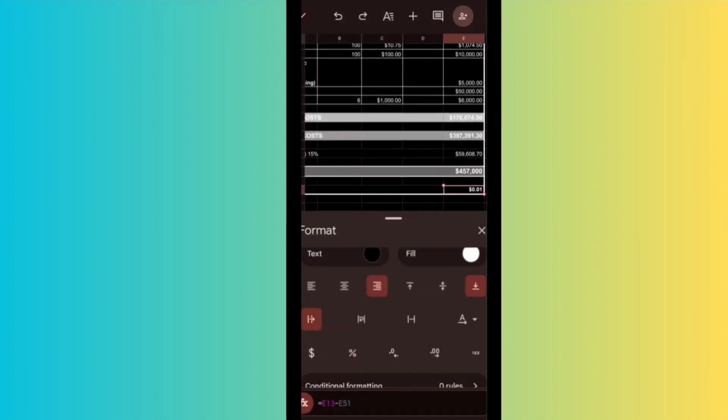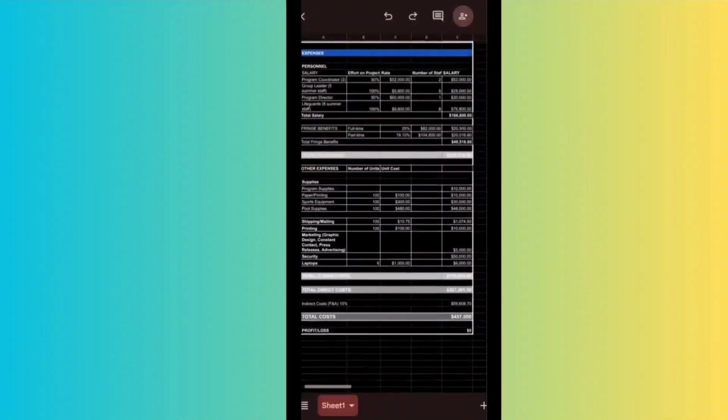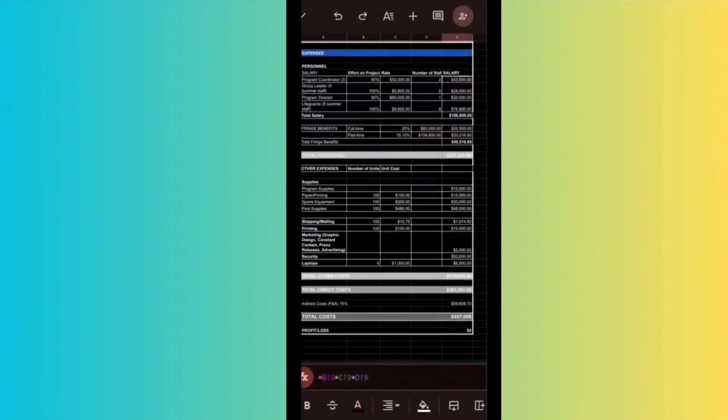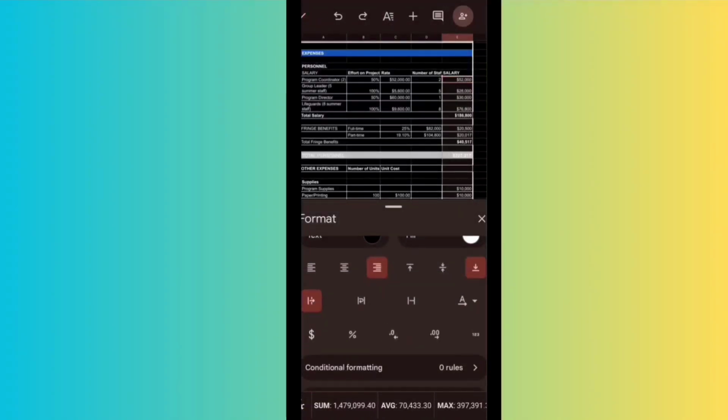Now we're going to export this. We're going to save it as a PDF and see how it looks. Because we have so many lines, it's on 2 pages. You can definitely fit it to 1 page.